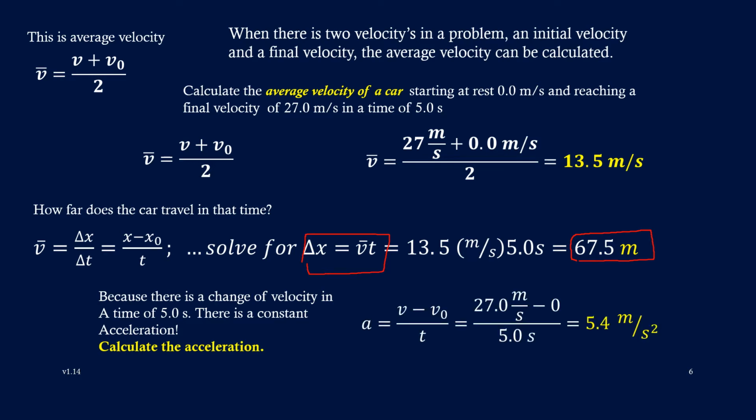So let's calculate the acceleration. We're going to use this equation, where we have the change of velocity divided by the time. Plug in the values, and we get 5.4 meters per second squared. The units of acceleration are always meters per second squared.